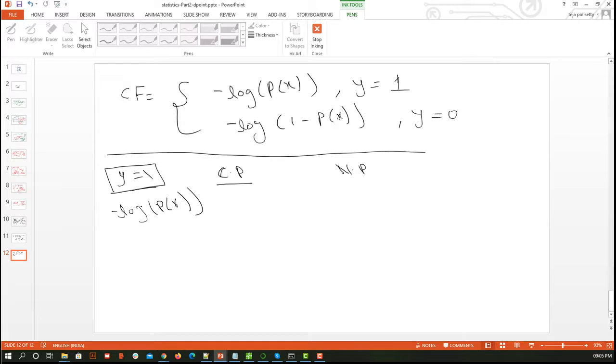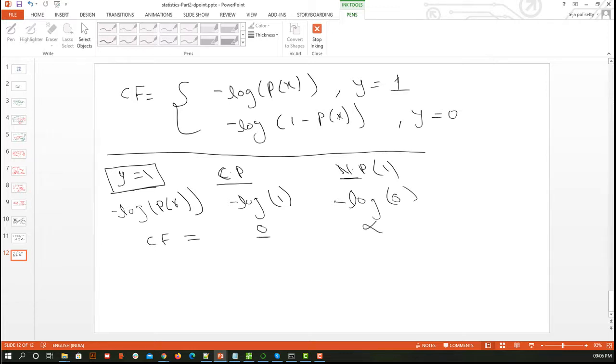So if I have predicted correctly, minus log of p of x means minus log of 1, because the actual value is also 1. Log of 1 is nothing but 0, correct? So here my cost function value becomes 0, that is, I need not pay anything, no penalty is applied. Similarly, if I have predicted 1 which is wrong or a negative case, the correct value of p of x is 0. Now what is the log of 0? Log of 0 is nothing but infinity.